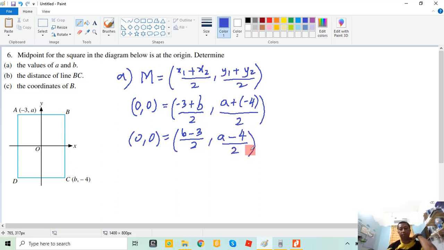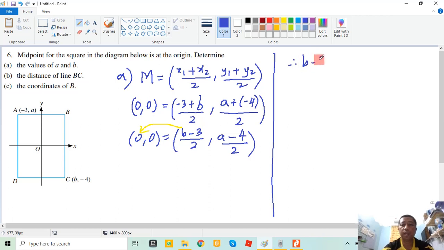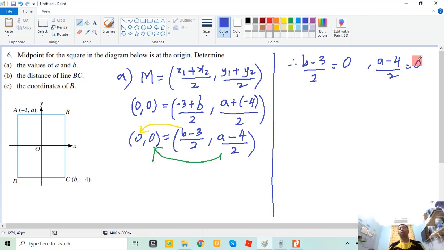Okay, so by comparison, B minus 3 divide 2 is actually equal to 0. So we can write here, therefore, B minus 3 over 2 equal to 0. And A minus 4 divide 2 is actually equal to 0 also. So we write here A minus 4 divide 2 equal to 0. Okay, now we solve for B and A.